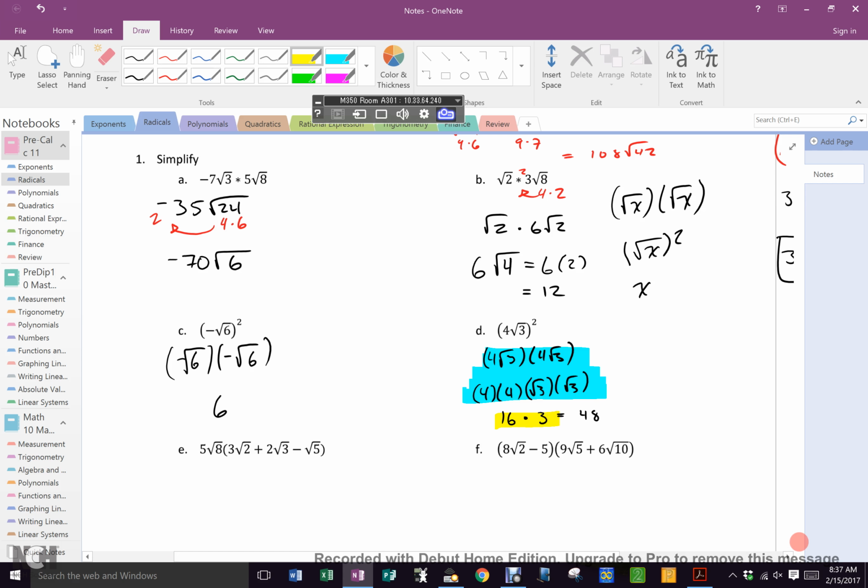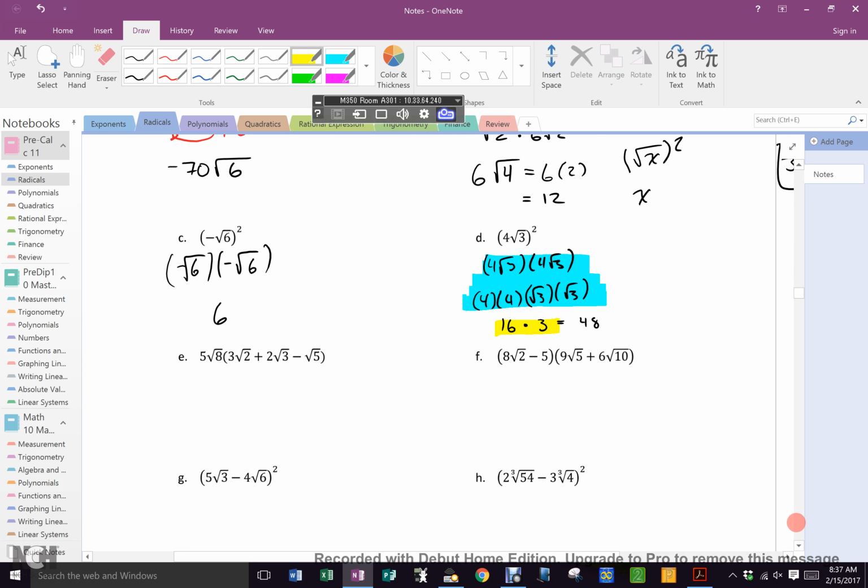Okay, so let's look at E. What would you guys do first with E? Lucas, what would you do first? You would simplify the 5 root 8? Yeah, I probably would too. So what is that? That's 10 root 2 times 3 root 2 plus 2 root 3 minus root 5.